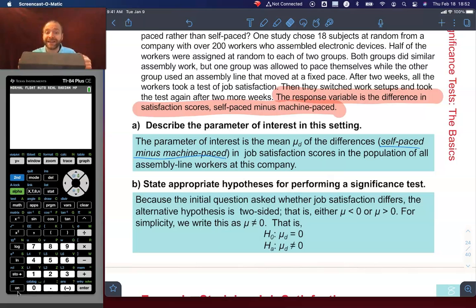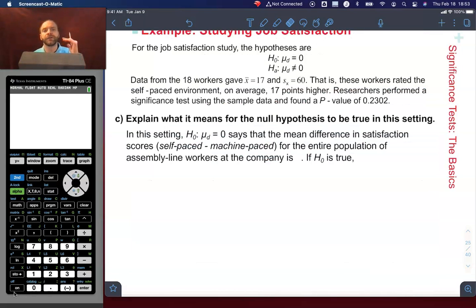The alternative is, hey, there is a difference. We don't care which direction. We just think that it is different. And so mu sub d is not equal to 0. So we have our null hypothesis, mu sub d equals 0. We have alternative hypothesis, mu sub d is not equal to 0.